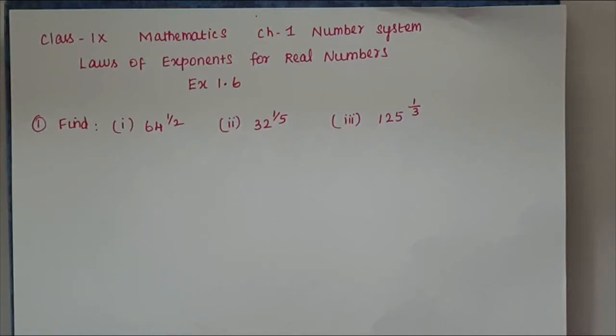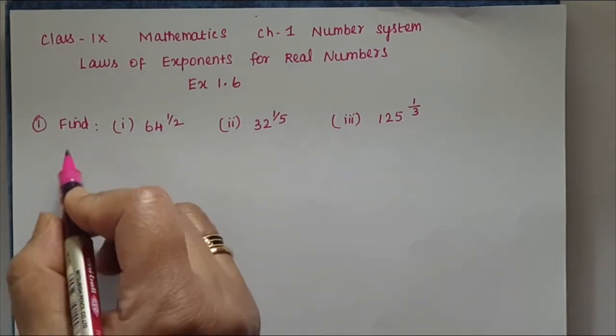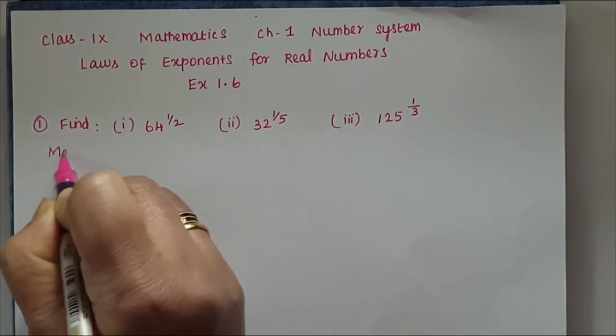So today we are going to discuss class 9 Mathematics chapter 1, number system, laws of exponents for real numbers, exercise 1.6. First question, find, first part is 64 power 1 by 2. So this problem can be solved in two ways. First we will discuss method 1.